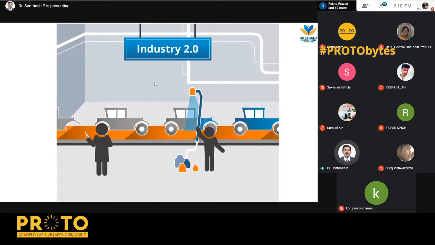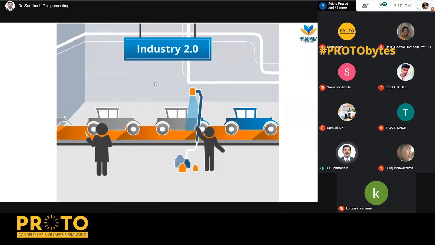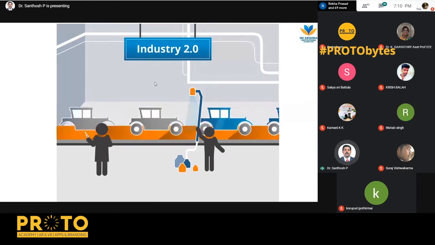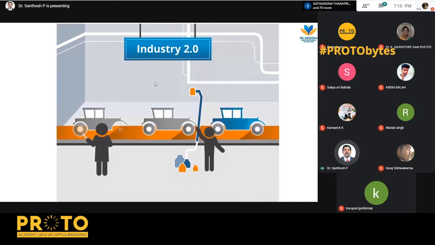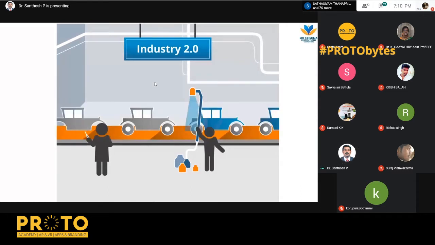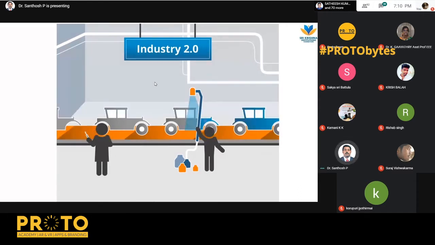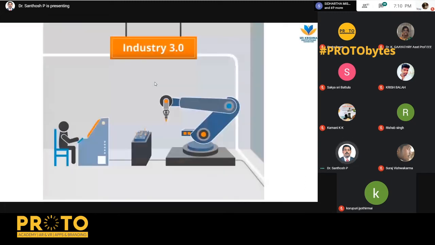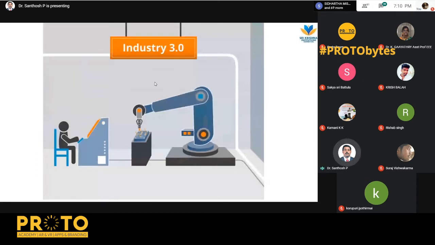Even if you want to paint, or if you want to do a job for a small area of 1 cross 1 centimeter, we can do it with robots. That's a different story. So that is our Industry 3.0. The machine does everything, but it is being controlled by the humans.